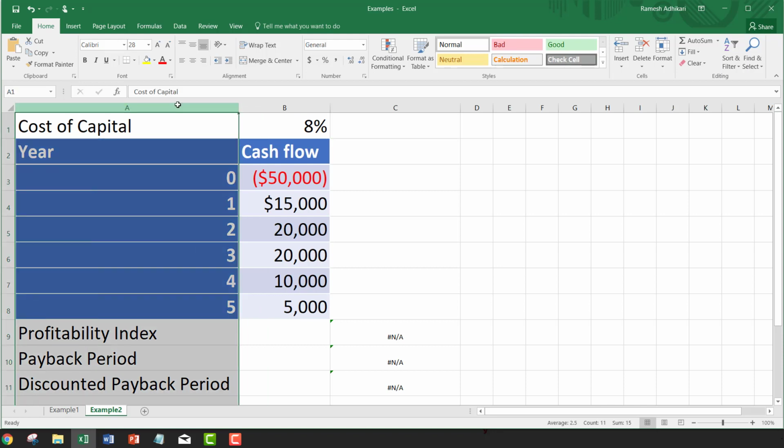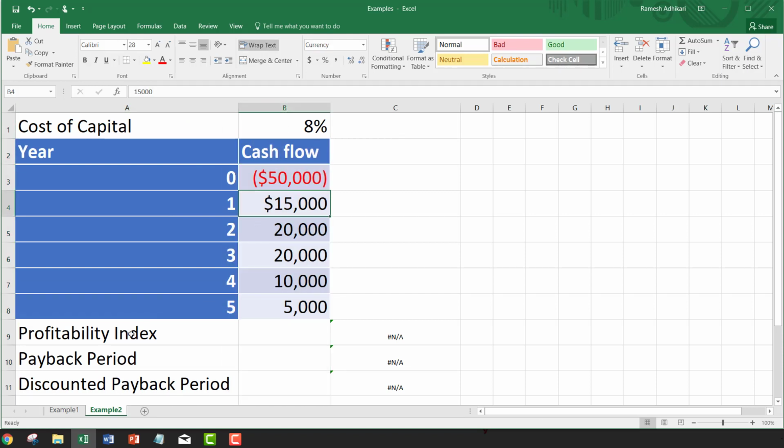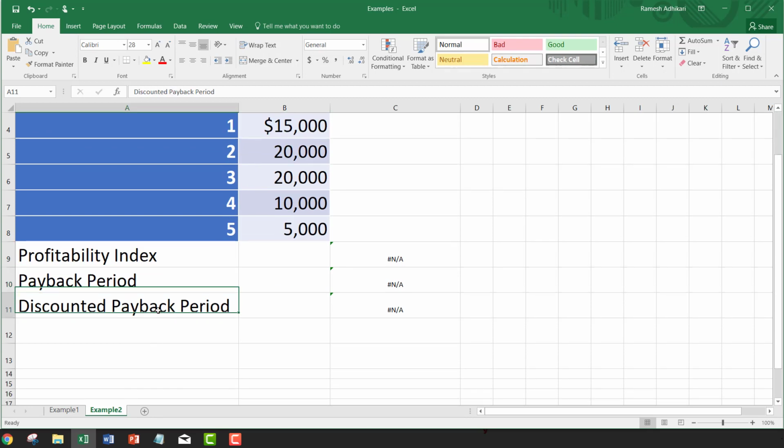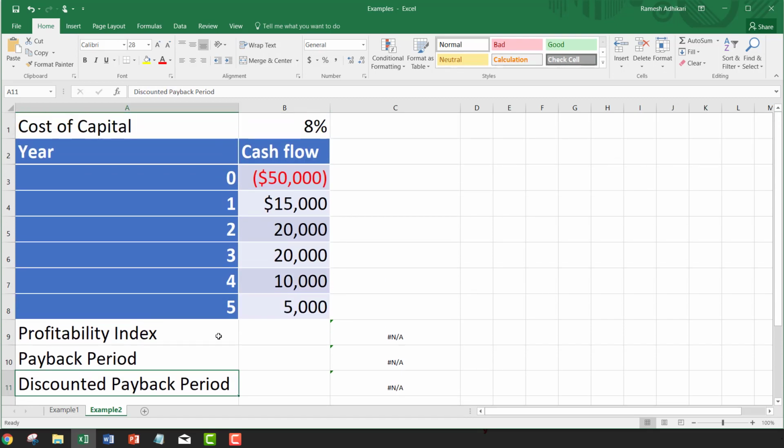In column A, I have year from 0 to 5, and in column B we have all your cash flow, and we need to compute the profitability index, payback period, and discounted payback period, right? So in order to compute the profitability index, let's define very briefly what is profitability index. Profitability index is the ratio of the present value of all its future cash flows to the initial investment, right?